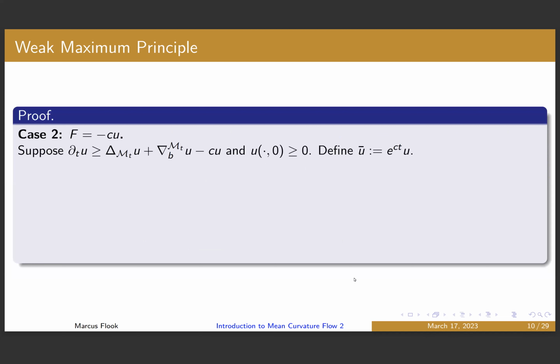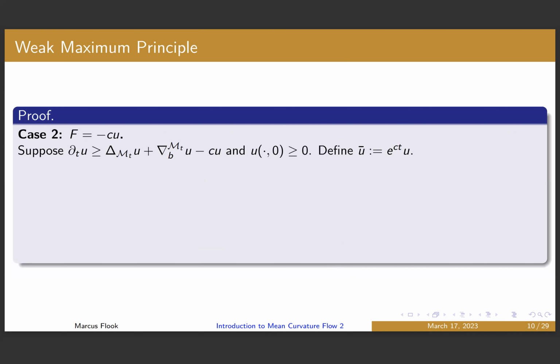Next case, let's consider f is now equal to minus c of u. So suppose, again, we have a super solution to this problem here. We just add in the f term. And again, we are initially non-negative. So in this case, let's define another function, u bar, which is defined as u times e to the ct. So hopefully you can see where this is going. We want to show that this satisfies the PDE in case 1, and then we're done.